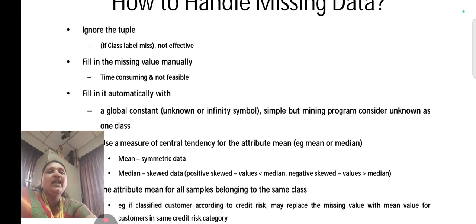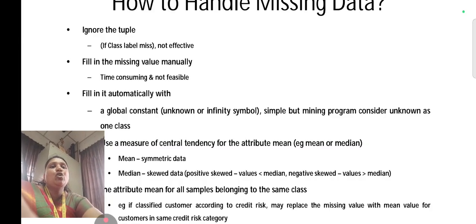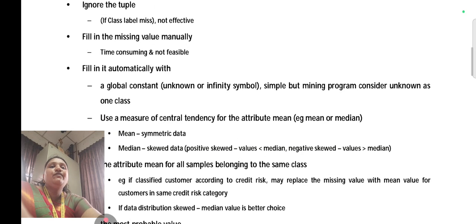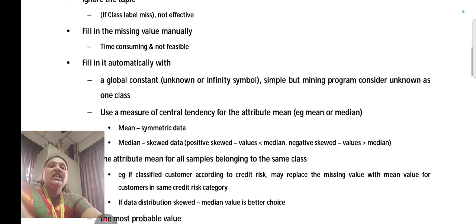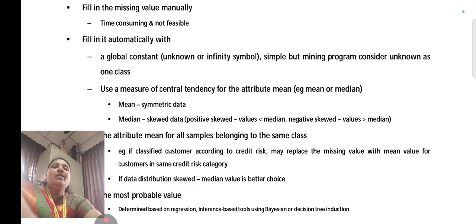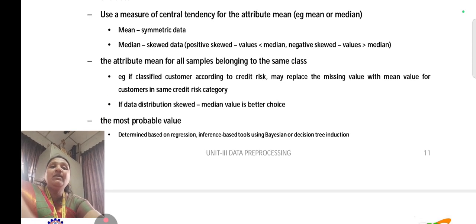In missing data, we have to ignore the tuple, which means if the class label is missing, then it is not effective. The second step is to fill the missing value manually, which is time consuming and not feasible, and the third is to fill it automatically. These are the three techniques. One is to ignore the tuple, second, fill the missing value manually, and next, fill it automatically, in the sense that we use a global constant value, like infinity, or we can use the mean or median calculation, or we can use the attribute mean for all samples in the data set, that is, calculate the mean and median values.